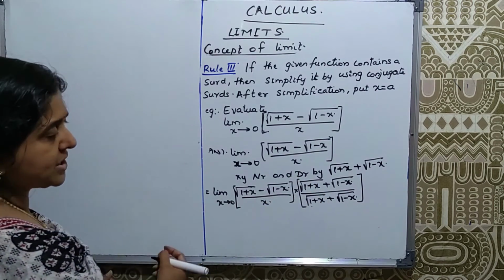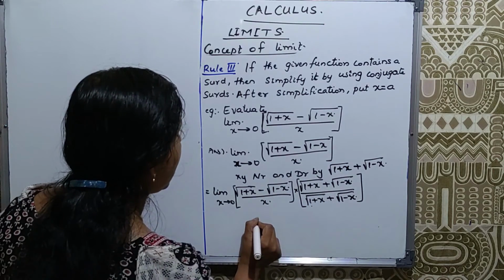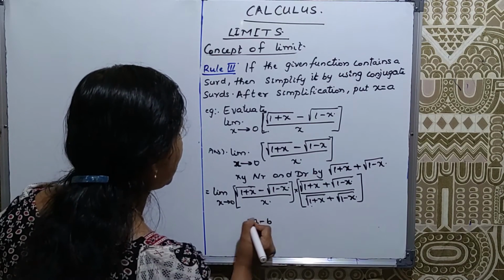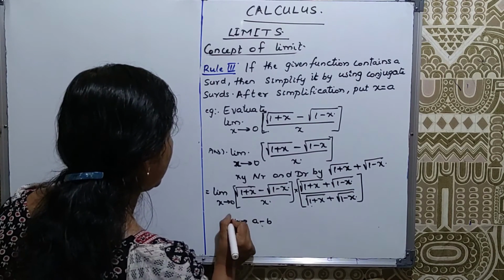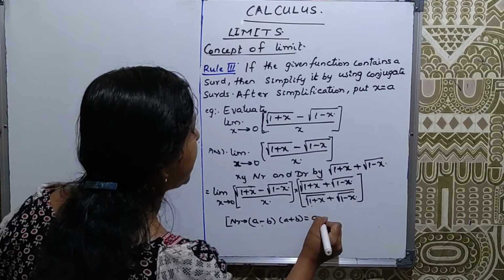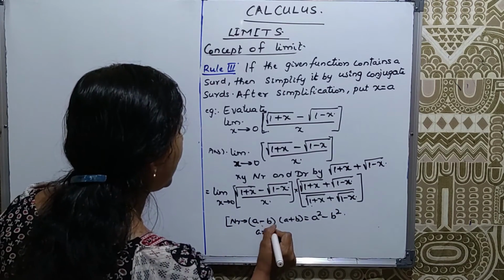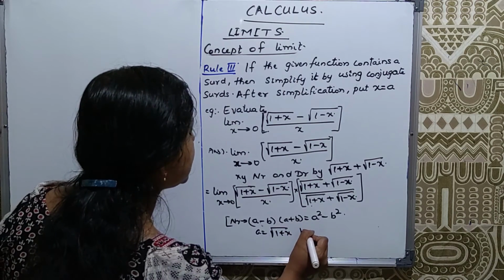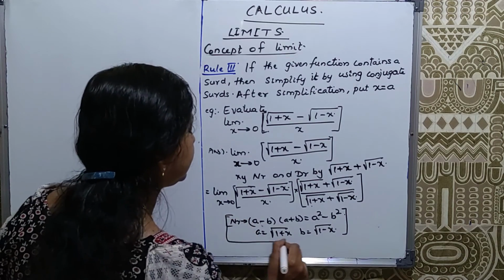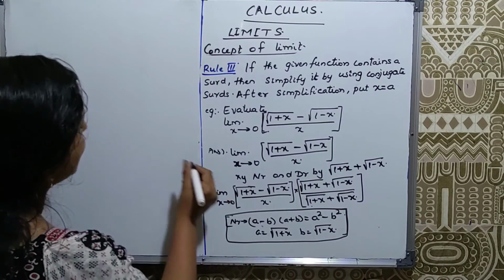Now we will multiply the numerator terms. Numerator terms are of the form a minus b into a plus b. I will write the identity a minus b into a plus b. Numerator is of the form a minus b into a plus b. So identity will be a squared minus b squared. Here a is root of 1 plus x and b is root of 1 minus x. It's an identity actually.